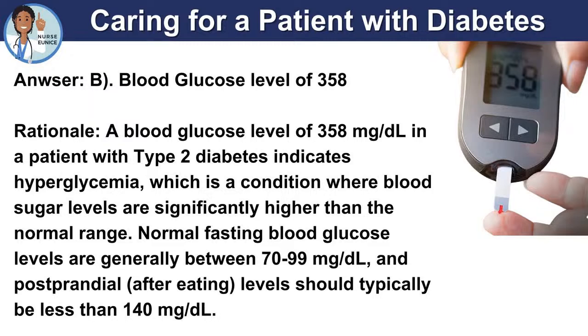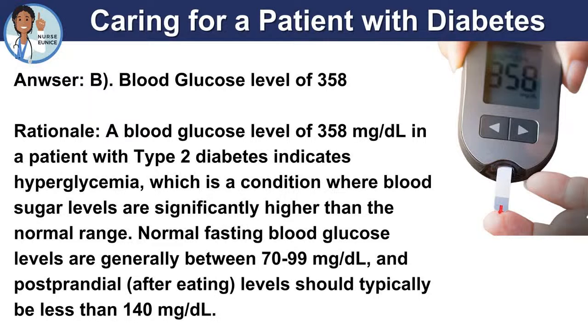Yeah, even though she feels better, her blood sugar is still high, you all. So the response is B. You need to let that nurse know that the blood glucose level is 358, because that indicates hyperglycemia, or diabetes when the sugars are high. This is a condition where blood sugar levels are significantly higher than the normal range.